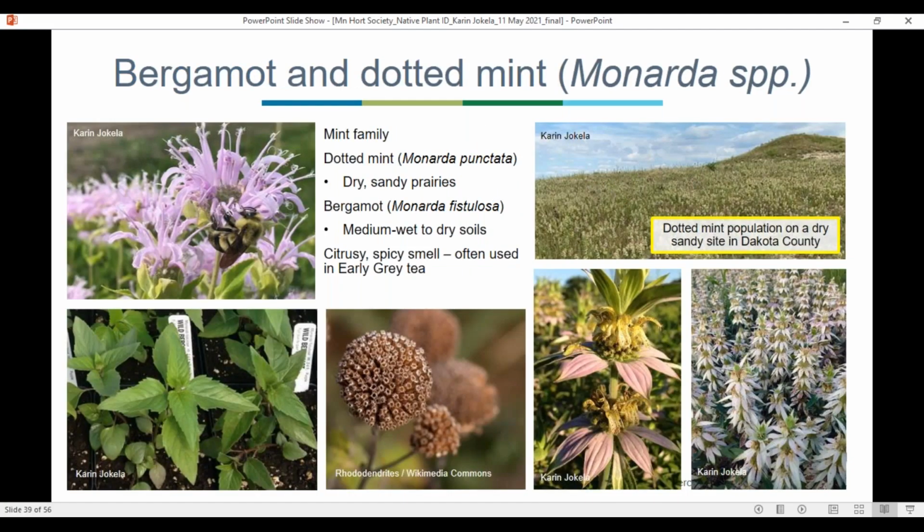Bergamot and dotted mint, two species in the same genus that are both very aromatic. Wild bergamot is much more common and widespread and has versatile soil adaptations, whereas dotted mint, or sometimes called horse mint, really prefers dry, sandy soils, and in those areas it can really just colonize, like this site in Dakota County. Both really important for pollinators, a really distinctive smell.